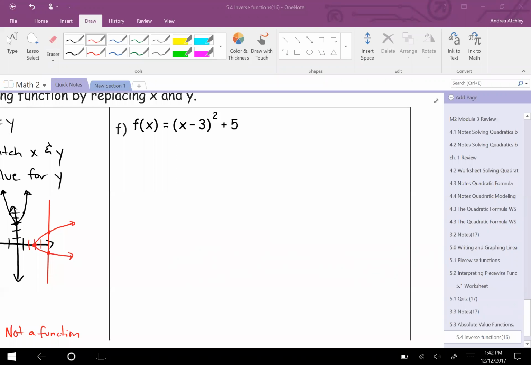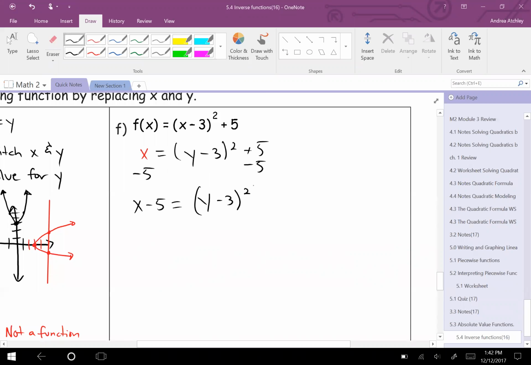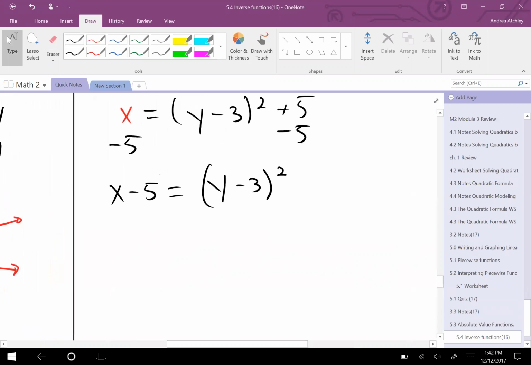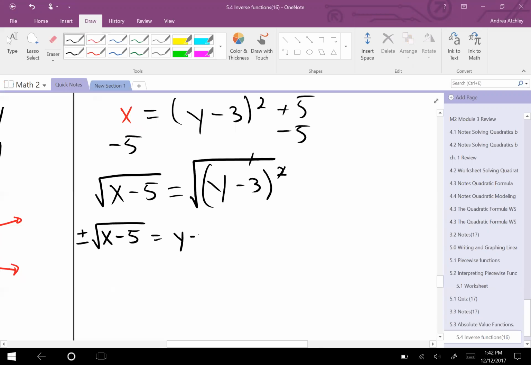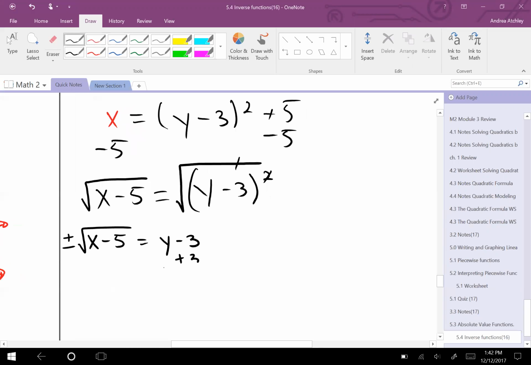We replace the y and the x. Most of us were able to subtract that 5 and get x minus 5 equals (y minus 3) squared. Then we square root both sides. And I get x minus 5 inside the radical and a plus or minus sign, equals, these will cancel out, and I get y minus 3. To get the y by itself, I add the 3 to both sides.